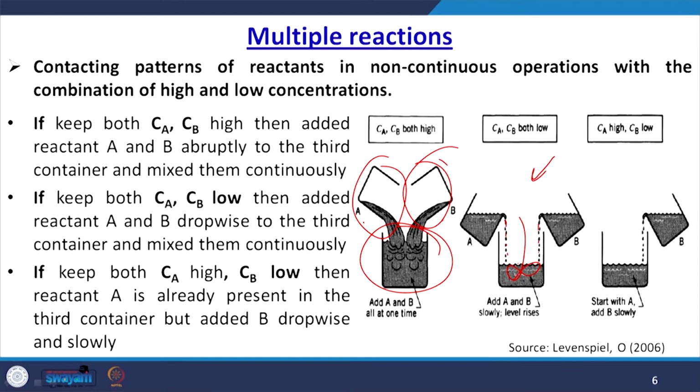Now, if you decide to keep both Ca high and Cb low, that is in the third container, then you need to start with A and you need to add B very slowly, or dropwise. Now, this protocol usually decides your product-favorable conditions. So, sometimes you have to be a bit choosy about these kinds of protocols, and adoption of these protocols is extremely important for the final product outcome or the final product distribution.